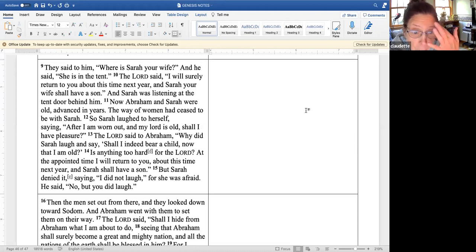The Lord said to Abraham, "Why did Sarah laugh and say, 'Shall I indeed bear a child now that I am old?' Is anything too hard for the Lord? At the appointed time, I will return to you about this time next year, and Sarah shall have a son." But Sarah denied it, saying, "I did not laugh," for she was afraid. He said, "No, but you did laugh."